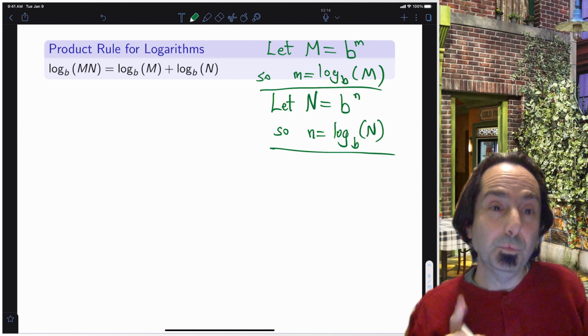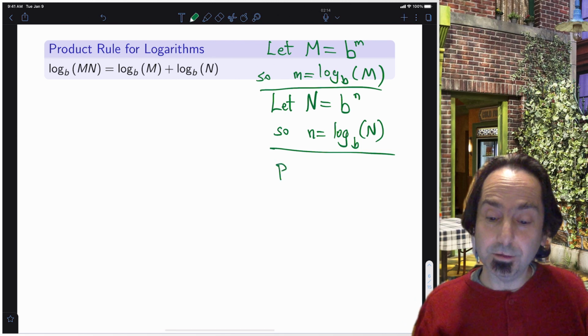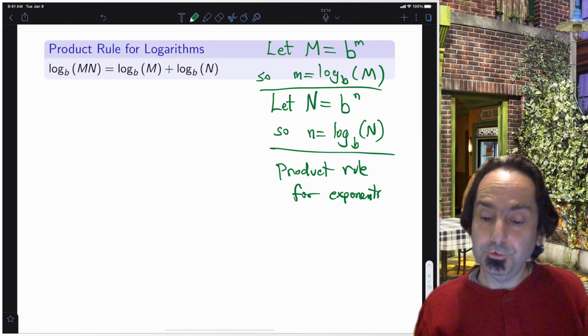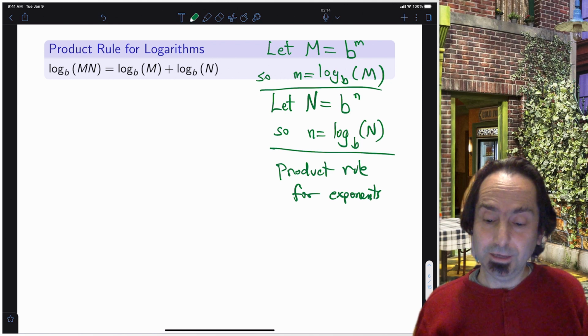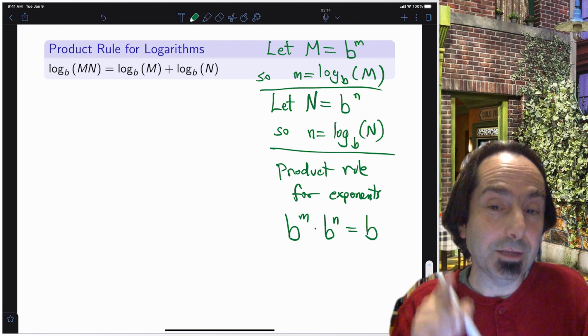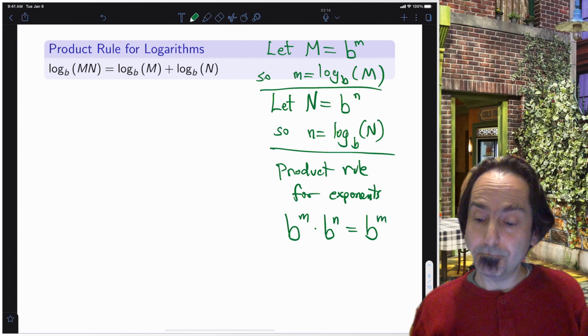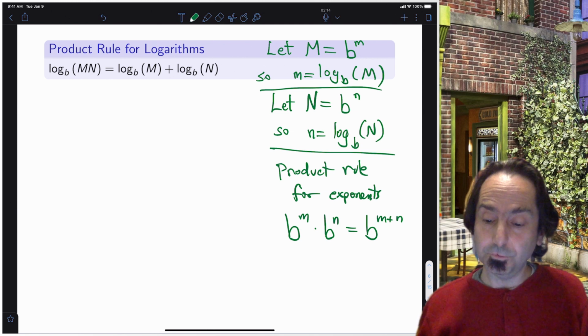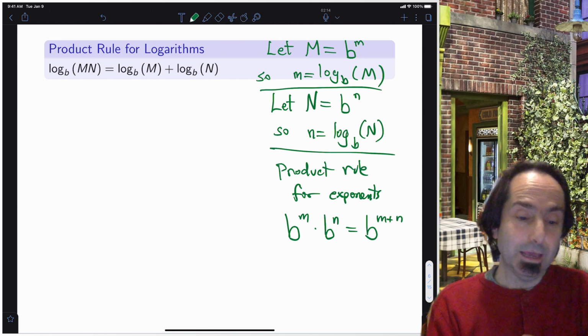That's going to be the substitution, because we are going to see the product rule for logarithms is really just the product rule for exponents in disguise. Do you remember the product rule for exponents? It says that b to the m times b to the n, there's your product, equals b to the, do you remember? Multiply, you're going to add the exponents. m plus n. That's it. So there's the product rule for exponents. We're going to use that, and we're going to get started.